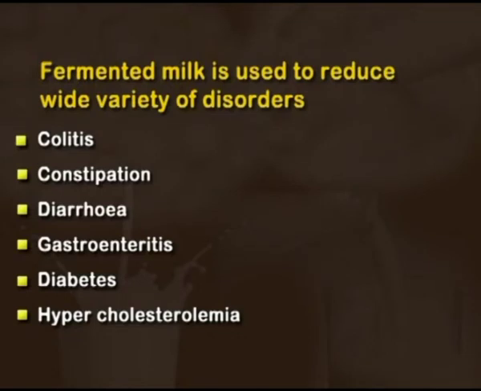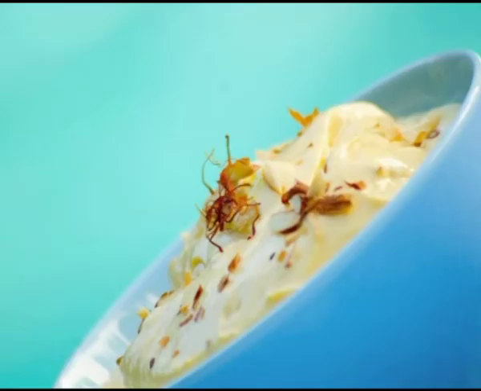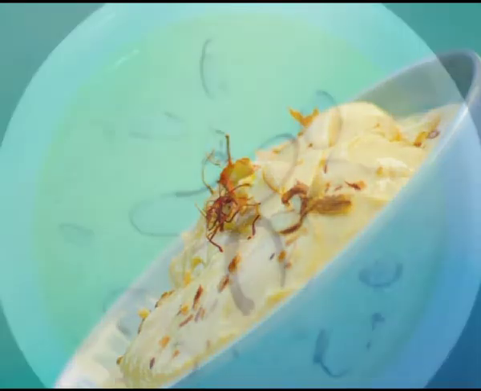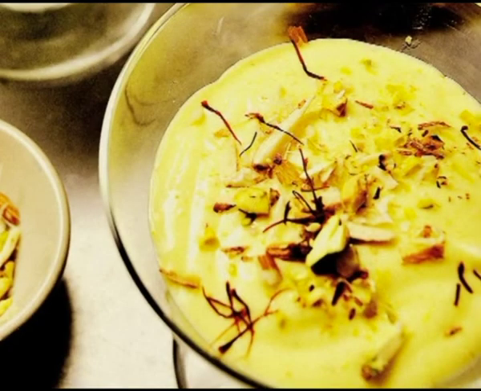Now, fermented milk everywhere is useful for a wide variety of treatment of disorders of the stomach, such as colitis, constipation, diarrhea, gastroenteritis, diabetes and also hypercholesterolemia. Now, one product which is made from curd, which is very popular across Western India, is what we call Shrikhand in the states of Maharashtra and Gujarat. It is nothing but concentrated form of curd from which the moisture is removed, to which powdered sugar and flavoring agents are added, and it is eaten by these people as a dessert.